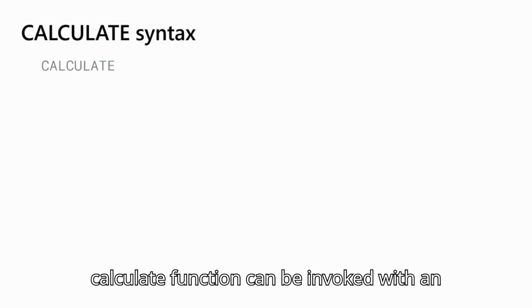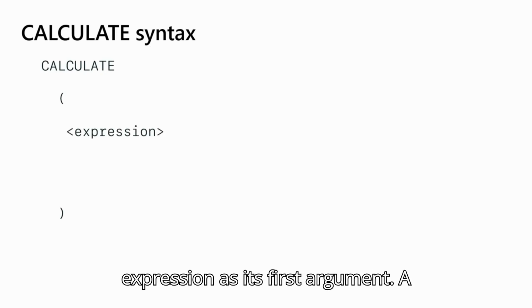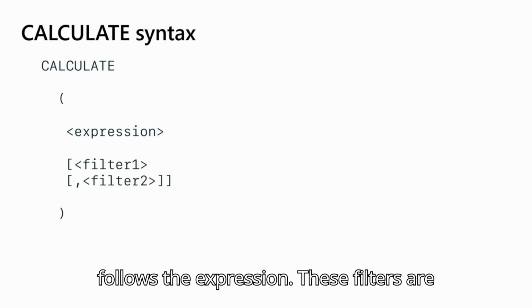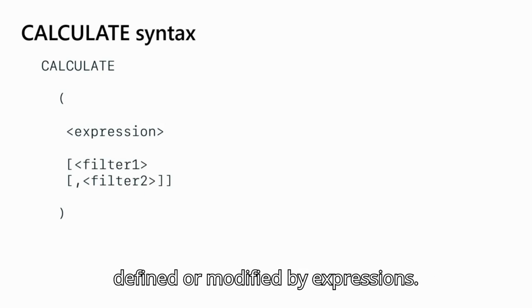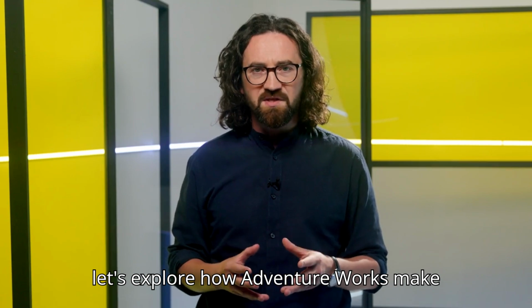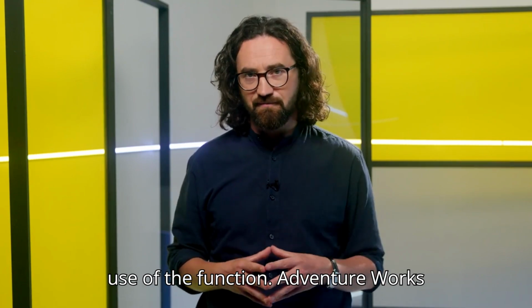The calculate function can be invoked with an expression as its first argument. A set of filters in square brackets then follows the expression. These filters are defined or modified by expressions. To find out more about how this works, let's explore how AdventureWorks make use of the function.